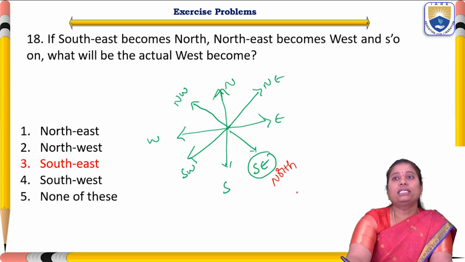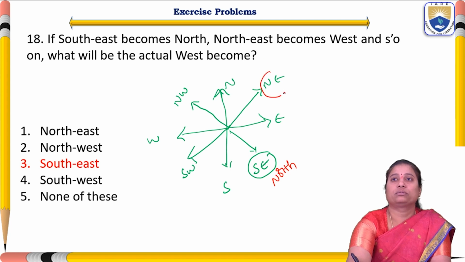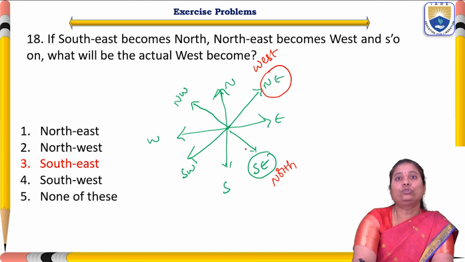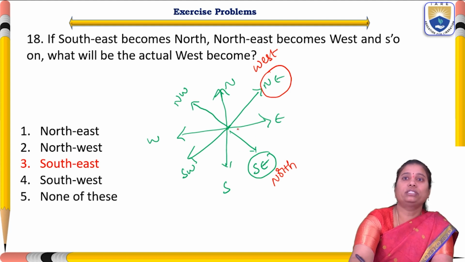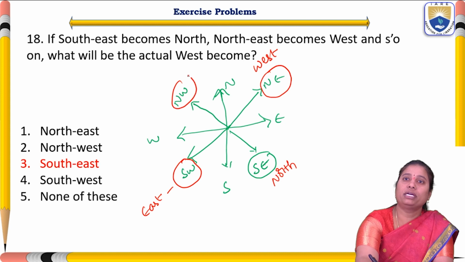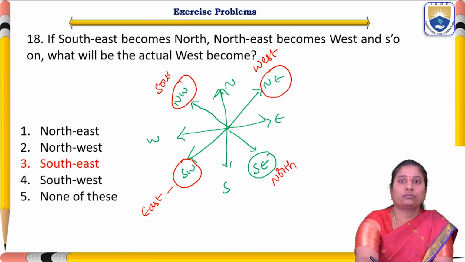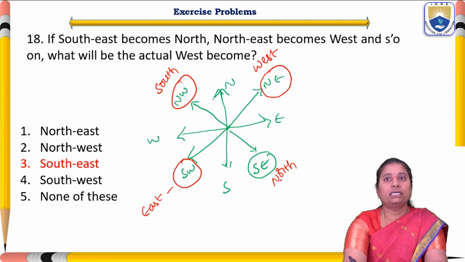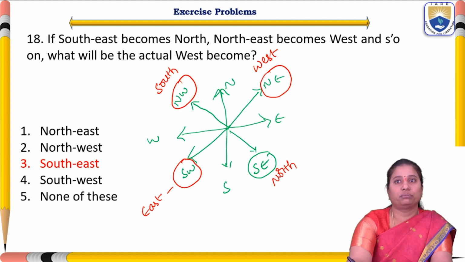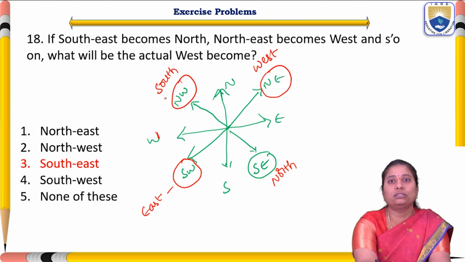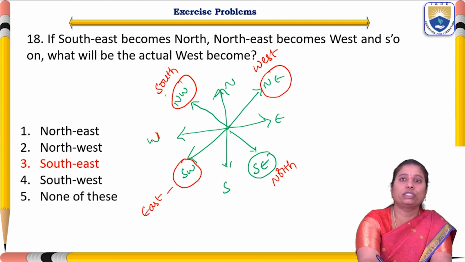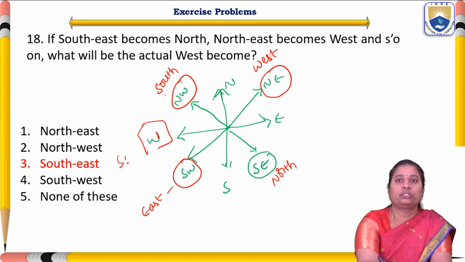And northeast becomes west. And so on, means opposite to the west, southwest will become east. Opposite to the southeast, northwest will become south. The question is, what will the actual west become? So actual west, this is the actual west. This will become this, between the south and east. So the actual west will become southeast.